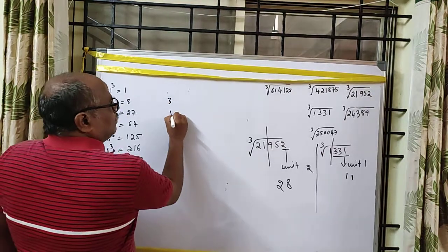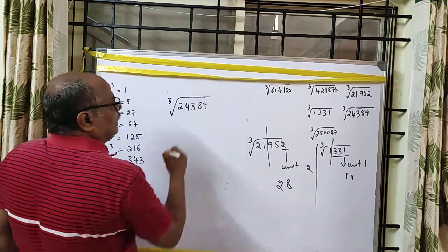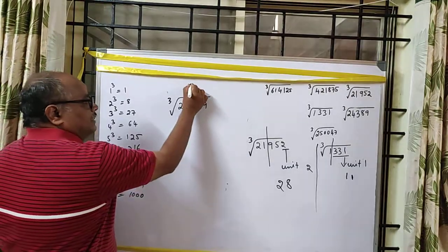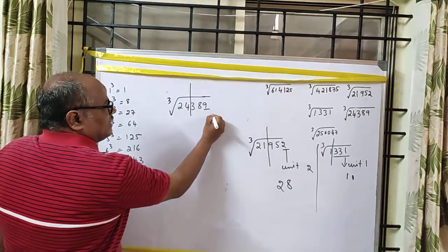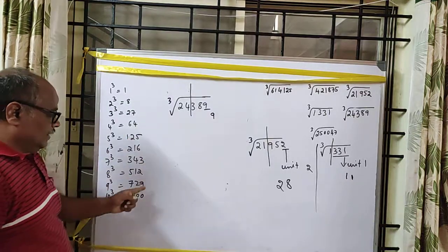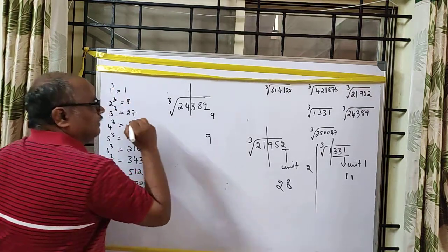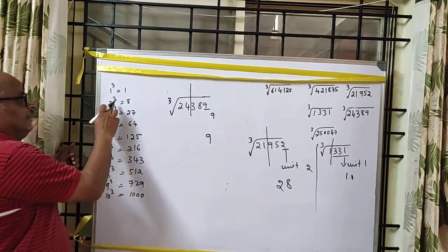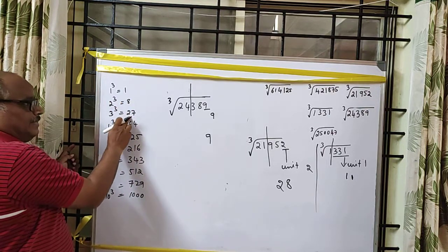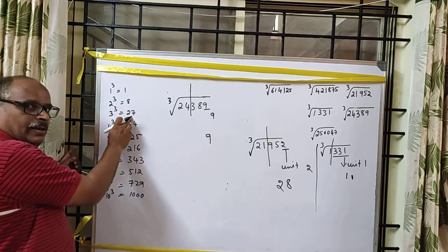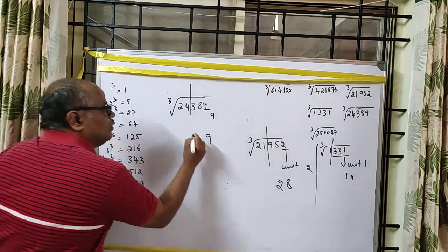Next, the cube root of 24389. From the right side, for every 3 digits, grouping. In 389, the unit place 9 is there. Here 9 is in 729. Its cube root is 9. You have to write 9. 24 lies between 2 cube and 3 cube, or 8 and 27. Of 8 and 27, the least is 8. Its cube root is 2. So the answer is 29.